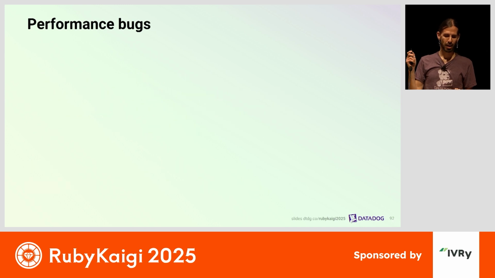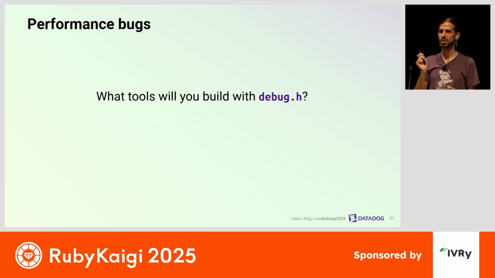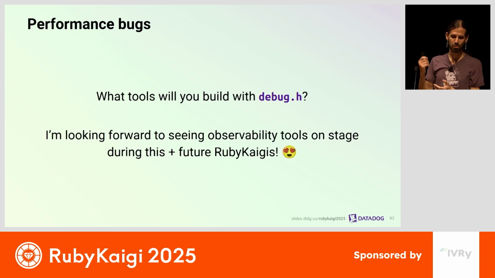OK. I am very excited to see what tools you will build with debug.h and what bending of rules and things you shouldn't be doing you will do with the knowledge you've learned today. And I'm very much looking forward to seeing observability tools on stage during this and future RubyKaigis.